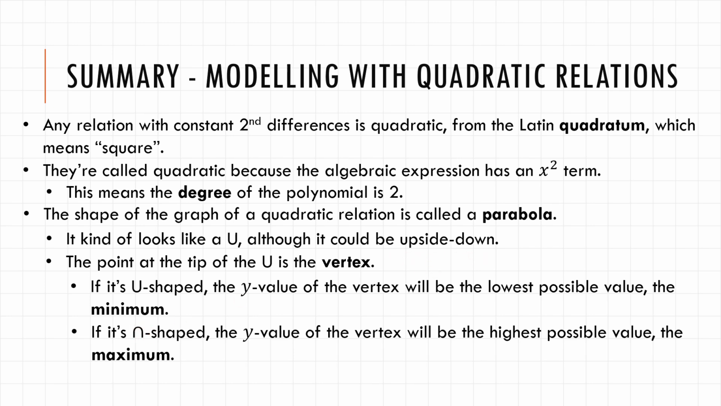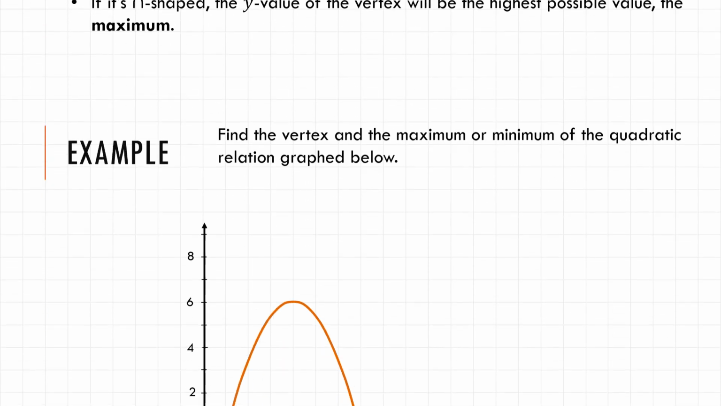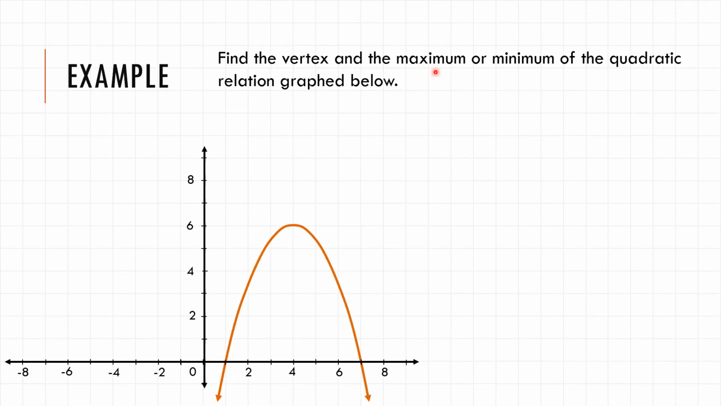So let's do a quick example of this. Find the vertex and the maximum or minimum of the quadratic relation graphed below. So here we can see that this is a parabola, right? It's shaped exactly like we expected it to. And this parabola has a vertex, and the vertex is right here at the tip, and the coordinates of the vertex are 4 and 6. Okay, that's pretty good. What can I do with this information? Well, does this quadratic have a maximum or does it have a minimum?